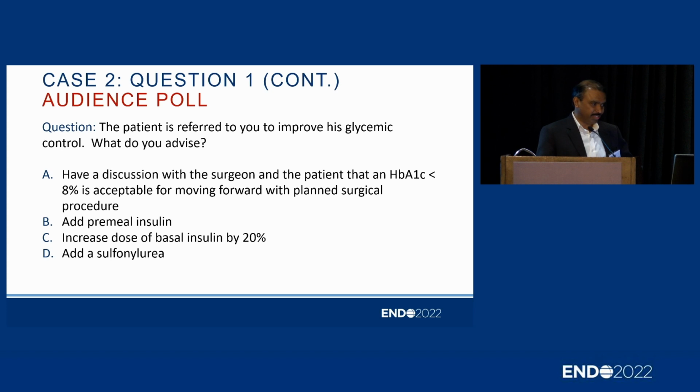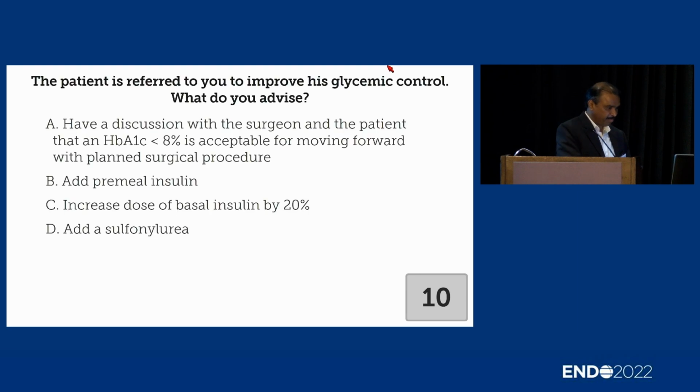And here is the question. The patient is referred to us to improve his glycemic control, right? The surgeon tells us, get the A1c to below 7. So what do you advise? So there you see the options. Have a discussion with the surgeon and the patient that an A1c of 8 is acceptable for moving forward with the surgical procedure, add premeal insulin, increase the dose of basal insulin by 20%, or add a sulfonylurea. So those are the choices. Give a few seconds to mull over it.